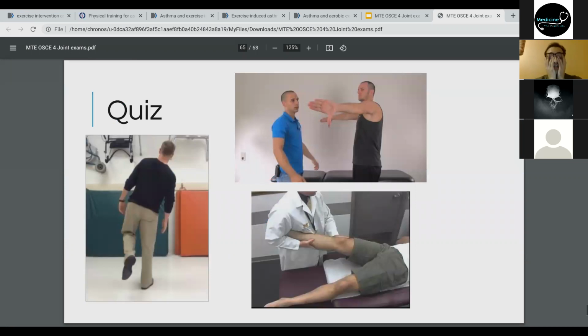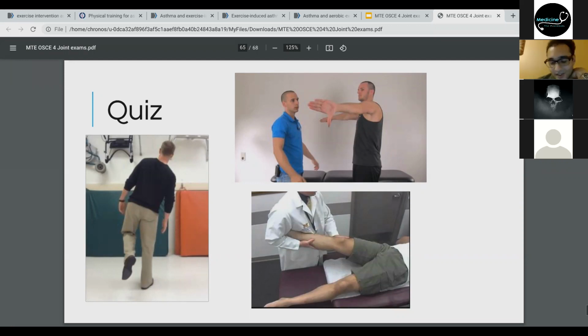Right, you have a patient on the left demonstrating a Trendelenburg test. Which side is affected? Oh, we've got lefts and rights here. Interesting.